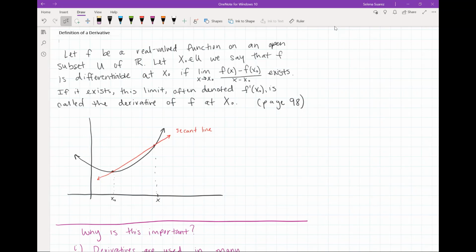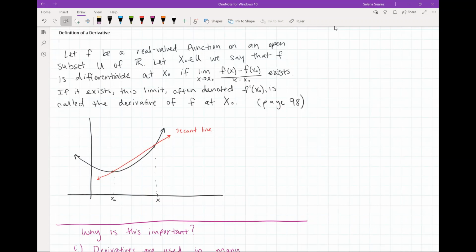Our textbook states, and I'm talking about the Introduction to Analysis textbook, on page 98, you can see that it says, let f be a real valued function on an open subset U of R. Let x naught be an element of U. We say that f is differentiable at x naught if the limit as x approaches x naught of f of x minus f of x naught over x minus x naught exists. If this limit exists, it is often denoted as f prime of x naught, and is called the derivative of f at x naught.